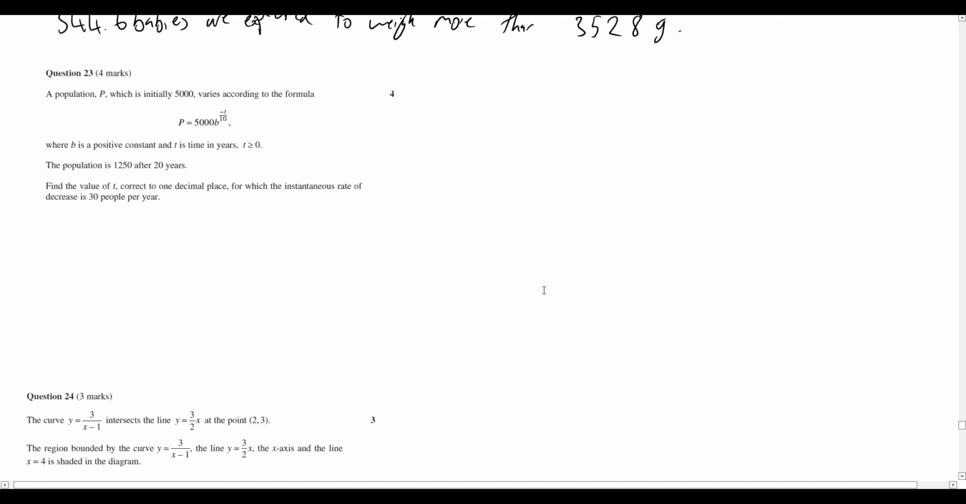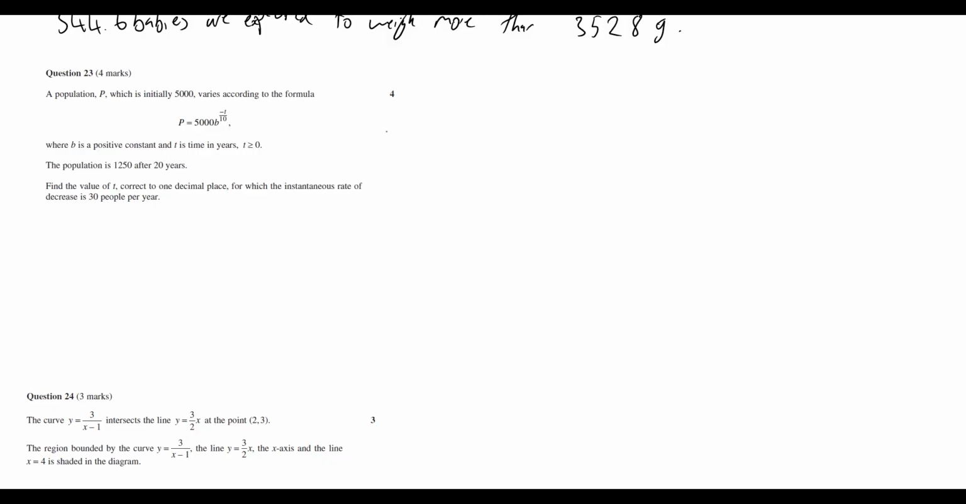So, speaking of population, a population P, which is initially 5,000, varies according to the formula P equals 5,000 B to the power of minus T over 10, where B is a positive constant and T is time in years. T is also greater than or equal to 0. The population is 1,250 after 20 years. Find the value of T correct to one decimal place, for which the instantaneous rate of decrease is 30 people per year. Okay, this is actually a little bit of a tricky question. It starts off pretty simple, but it will get a little bit more difficult.